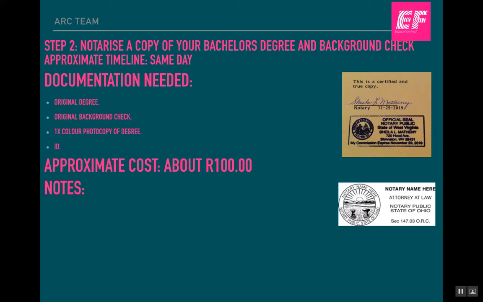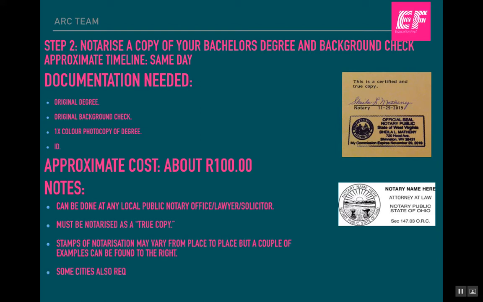You can shop about, do some research, and find out the cheapest notary in your area. Some notes about this: the notarization process can be done at any local public notary office, any lawyer or solicitor. It must be notarized as a true copy. Stamps of notarization can vary from place to place depending on the lawyer or the solicitor, but there's a couple of examples on the right hand side here. These are stamps from American notaries, but stamps look the same all over the world, so it should look something like this. And you'll notice in the top one, it says this is a certified and true copy. True copy is the most important part.